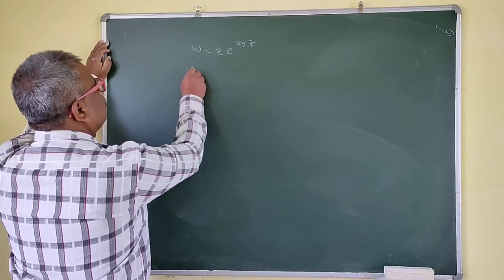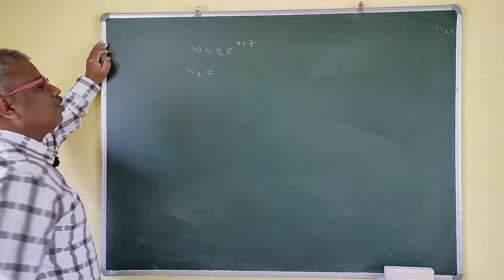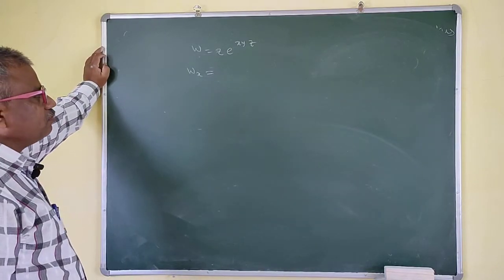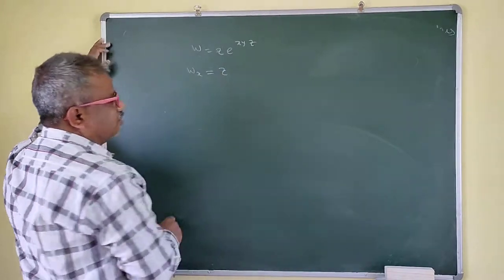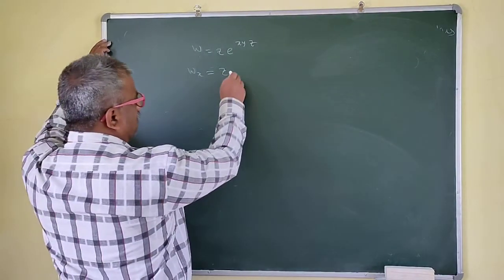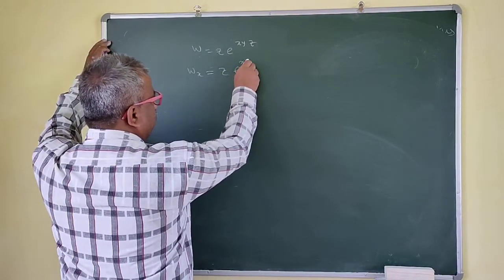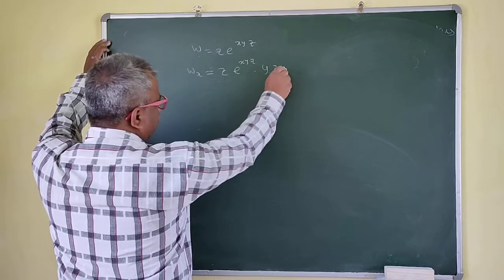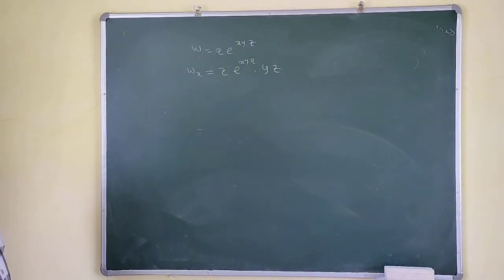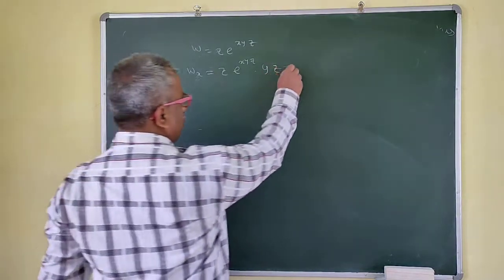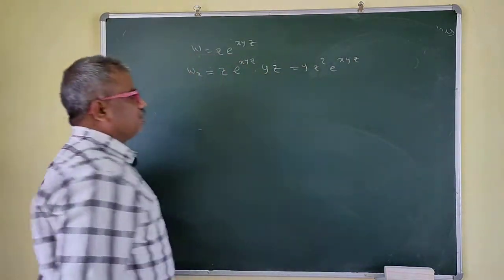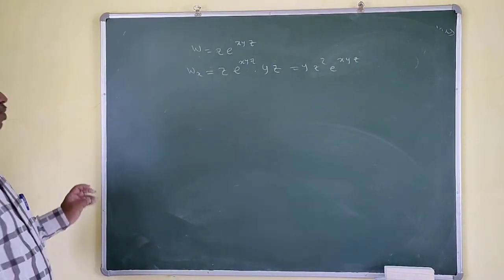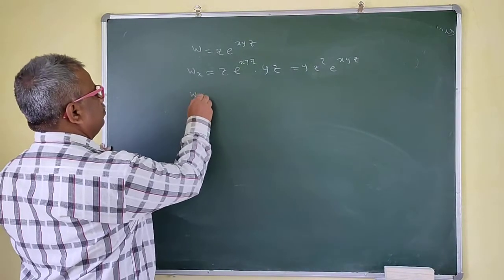So now we write this wx. Okay. So this is what, z is constant. This will be as it is. e raised to x y z is nothing but e raised to x y z into y z, into y z. So that is y z square e raised to x y z. So now we'll find wy.